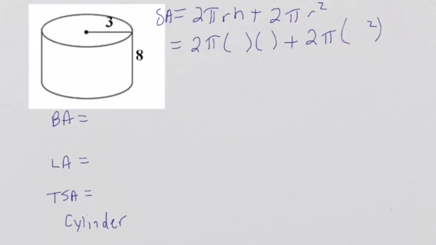Open up your MTT video section. We're going to do a surface area test review. The first shape that we're going to work with is going to be a cylinder.